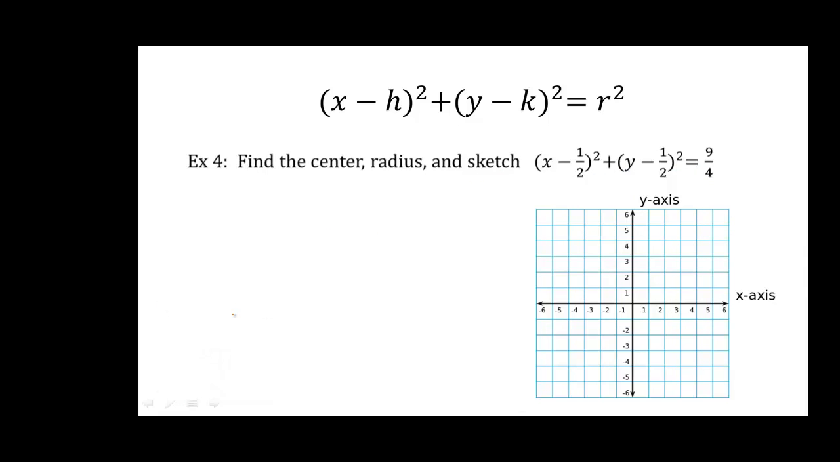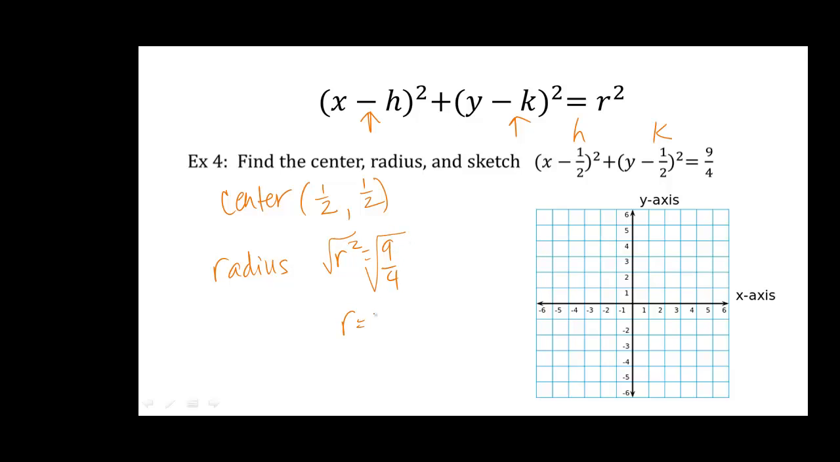Okay, let's try this again. Find the center, radius, and sketch. Okay, this one. Remember, this is my h, this is my k. So my center, h is, remember, that's negative, so I have to change the sign. It's positive 1/2. My k is negative, so I have to switch the sign, so it's 1/2. And the radius, what I know is that r squared is 9/4. Well, take the square root of both sides. That means r is the square root of 9, which is 3. Square root of 4 is 2. So the radius is 3/2.